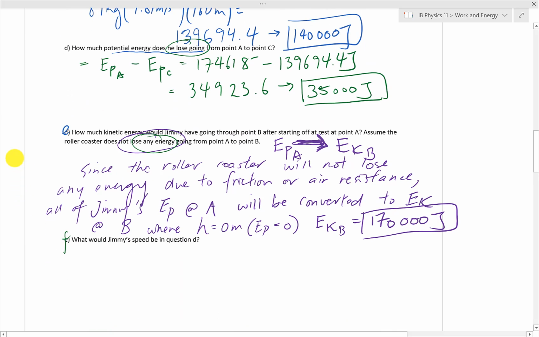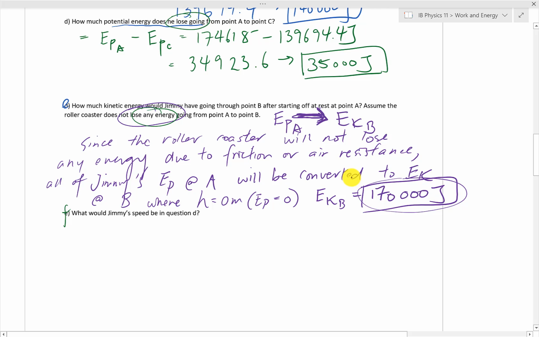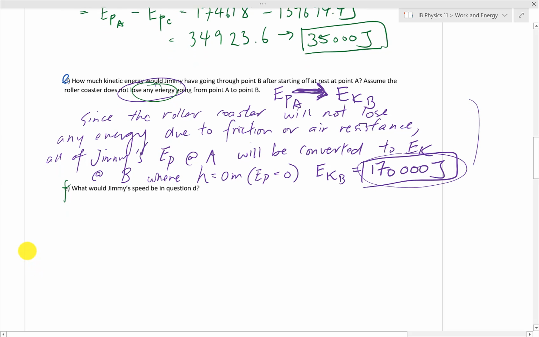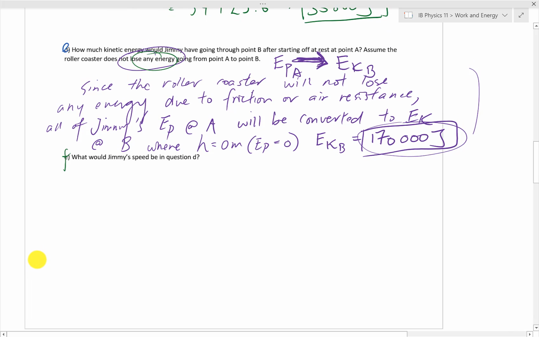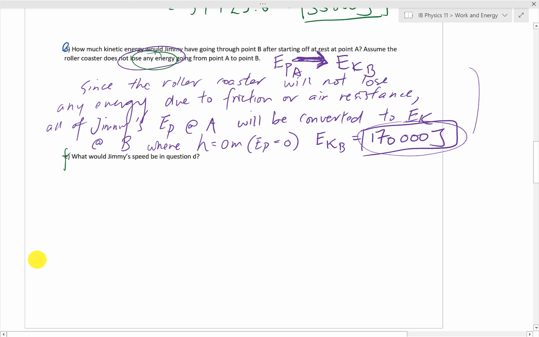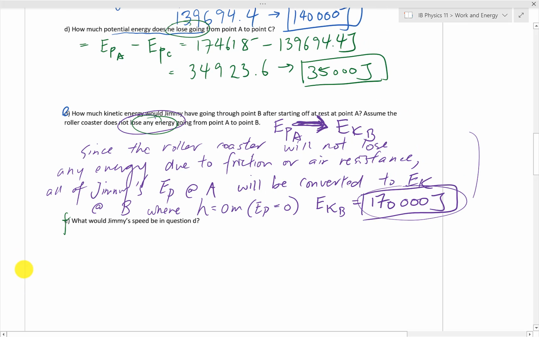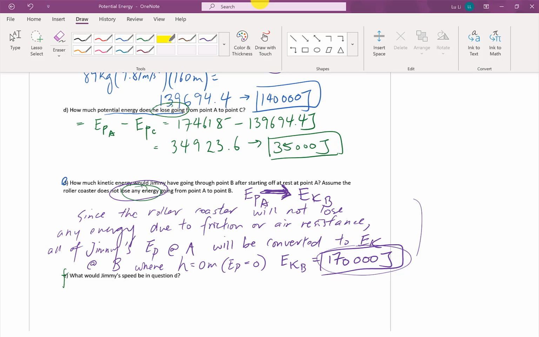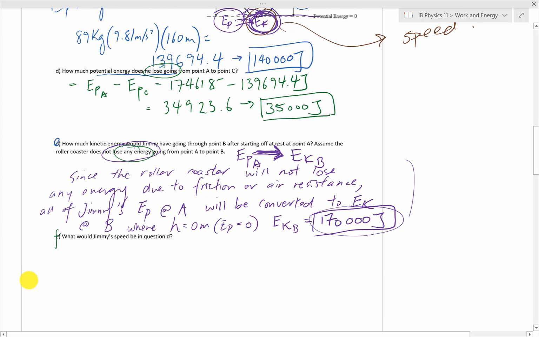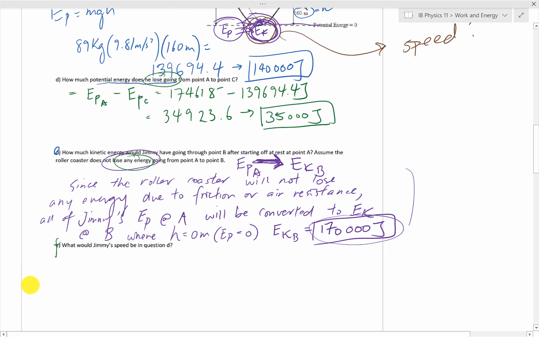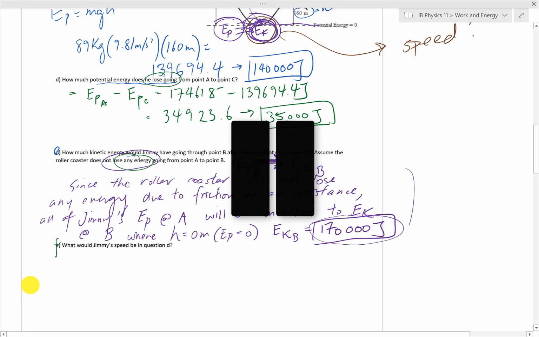So in this question, please don't just write the answer. Have a little bit of an explanation here on why it is the same answer as A, if you were to do this question on a quiz or test. Okay, so F, last question, I think. What would Jimmy's speed be in question D? So at point B, we want to find Jimmy's speed. Now it's probably a good time for you to think about what to do, and you've learned everything you need to know up to now to find Jimmy's speed. Good time to pause the video to try it out.